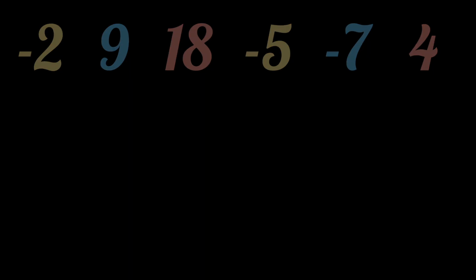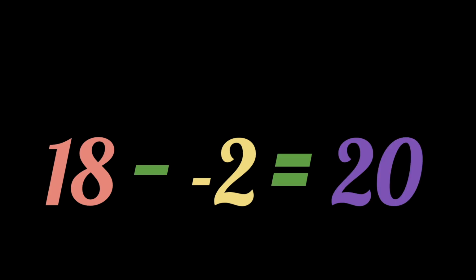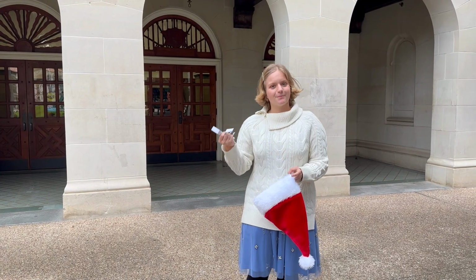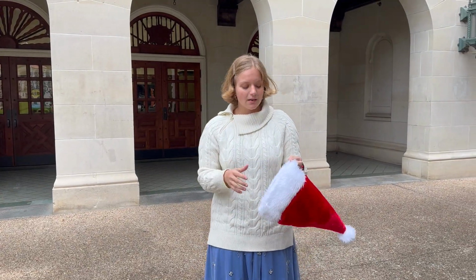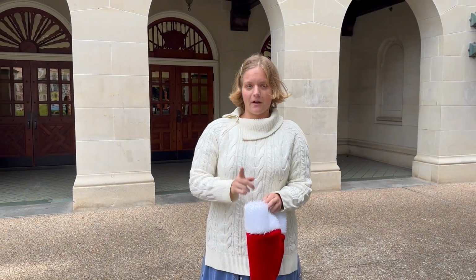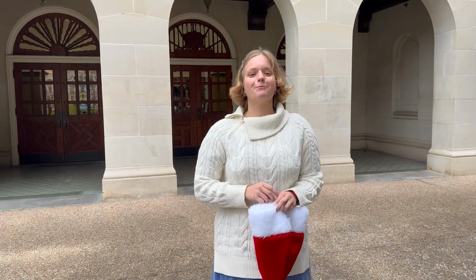From these, we can take 18 and subtract negative 2 from it to get 20. And 20 is interesting because it's a multiple of 5. But this is not just a party trick. Any set of 6 integers that we pull out of this hat or anywhere else will always have at least one difference divisible by 5. And today, we are going to prove it.